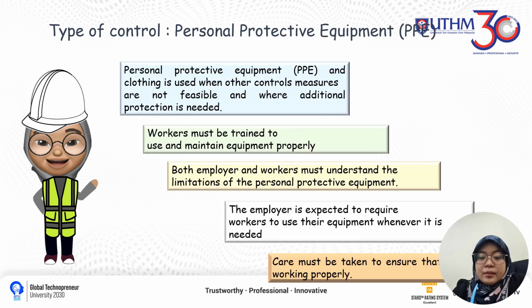So lastly, PPE equipment and clothing is used when other control measures are not feasible and where additional protection is needed. Workers must be trained to use and maintain equipment properly. Both employers and workers must understand the limitations of the PPE. The employer is expected to require workers to use their equipment whenever it's needed, and care must be taken to ensure that the PPE is working properly.